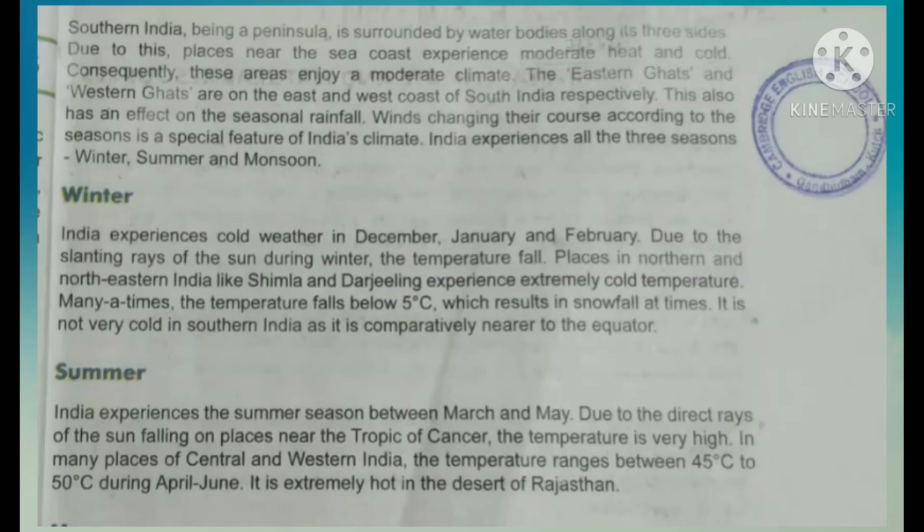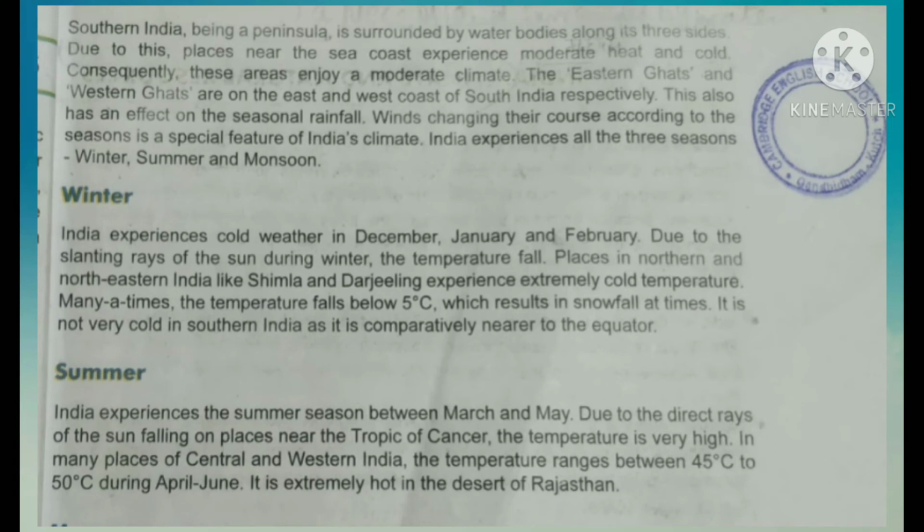Now let's see page number 7. Southern India, being a peninsula, is surrounded by water bodies along its three sides. What is peninsula? Peninsula means a piece of land surrounded by water or projecting out into a body of water on all the three sides. So our south portion is a peninsula because it is surrounded by water on all the three sides.